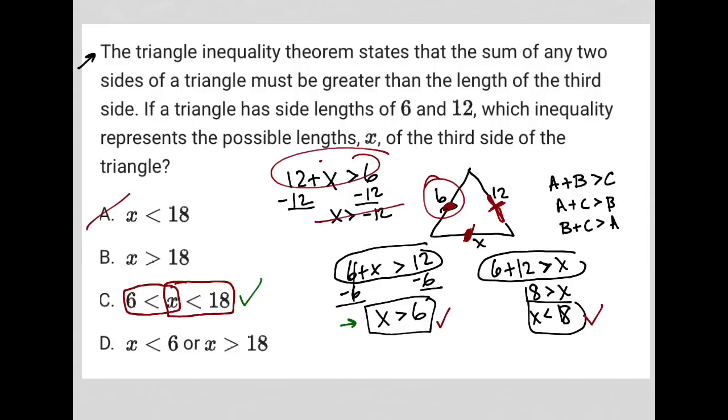x is greater than 18, that's first of all not correct at all, because we want x to be less than 18. And then for choice D, x is less than 6, that's also not true at all, because we know we want x to be greater than 6. So choice C is our best answer here.